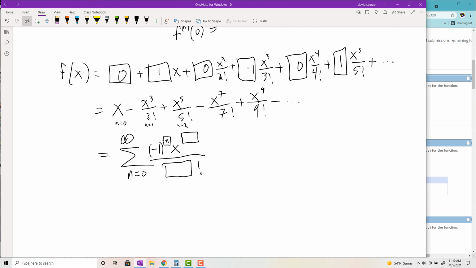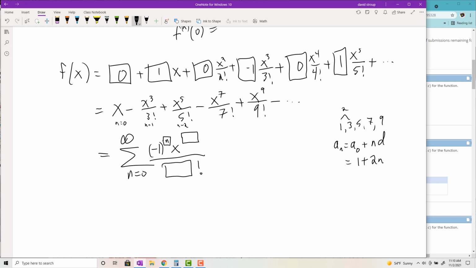Okay. Now I need a formula that generates the exponents and then the factorial. So if you look at the exponents, it's really an arithmetic sequence, 1, 3, 5, 7, 9. So I need a formula in terms of n that produces that. You could literally use the arithmetic formula to figure that out. a sub n equals a sub 0 plus n times d, I believe. So in this case, it'll be 1 plus the difference, which is 2. So you have 1 plus 2n.